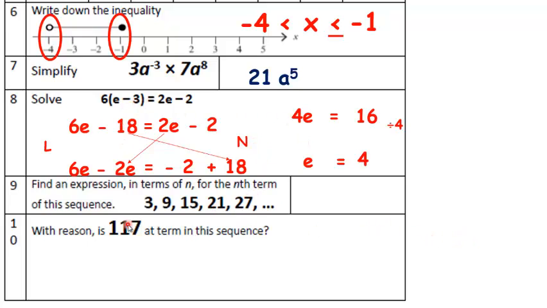Question 9. In question 9, if we look at how these are changing, they're going up by 6 each time. So 6n, and the number in front of the 3, if there was one, would be minus 3. So 6n minus 3.